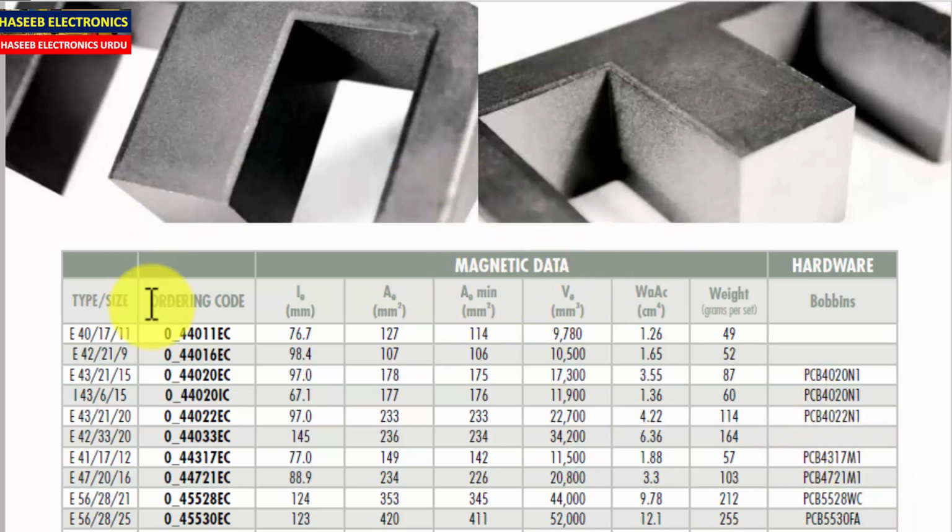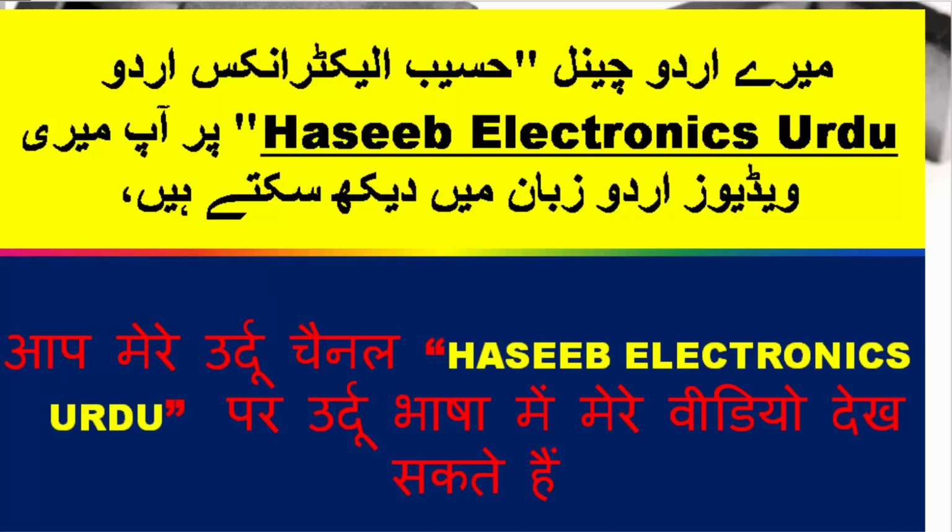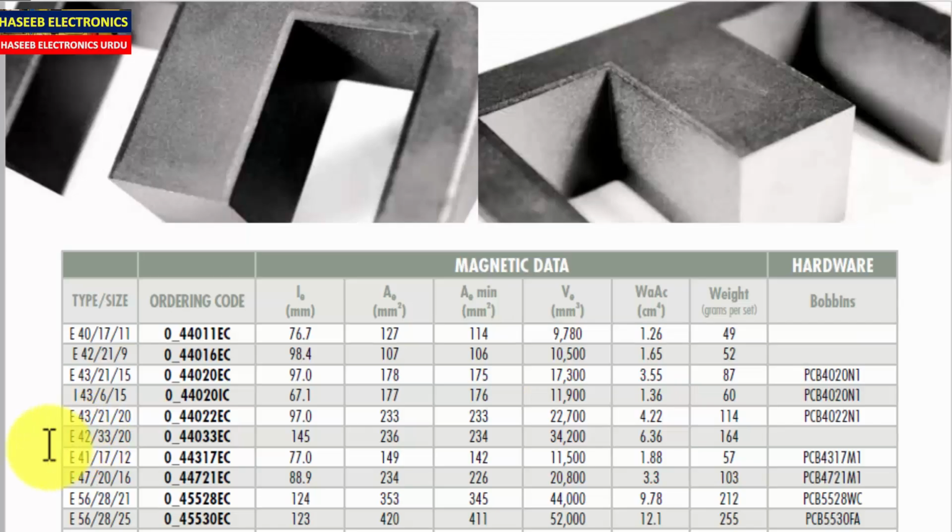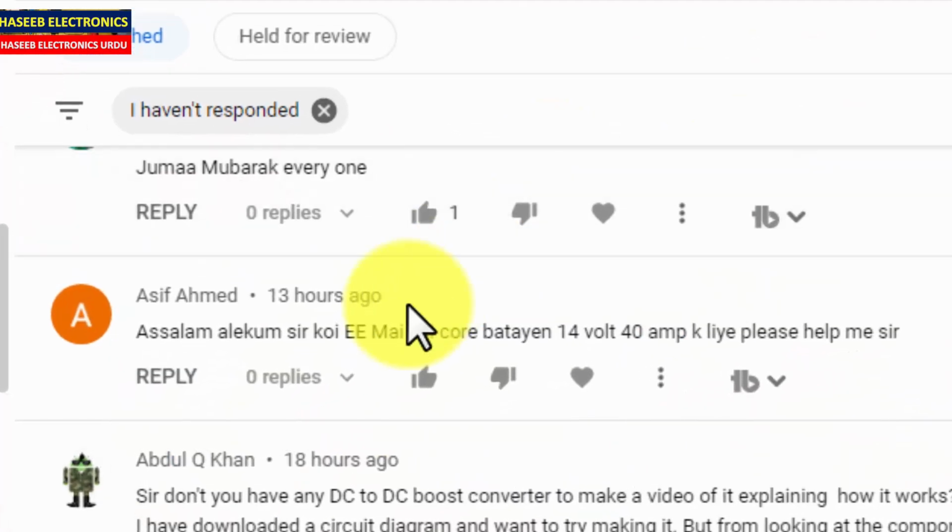In this session we will see how we can select a ferrite core for our transformer design. It is a question from my viewer Asif Ahmed. He asked me, sir, please tell me some EE core for 14 volt 50 amperes.